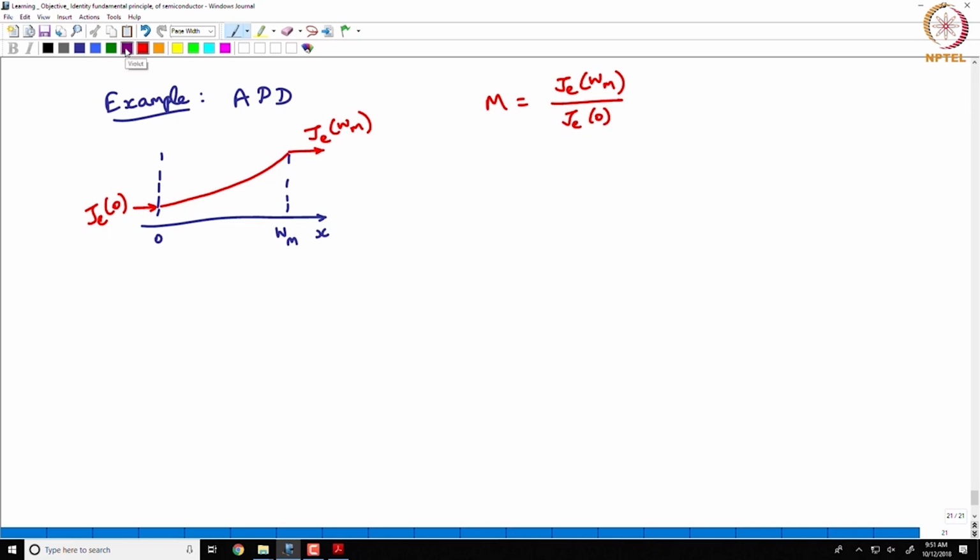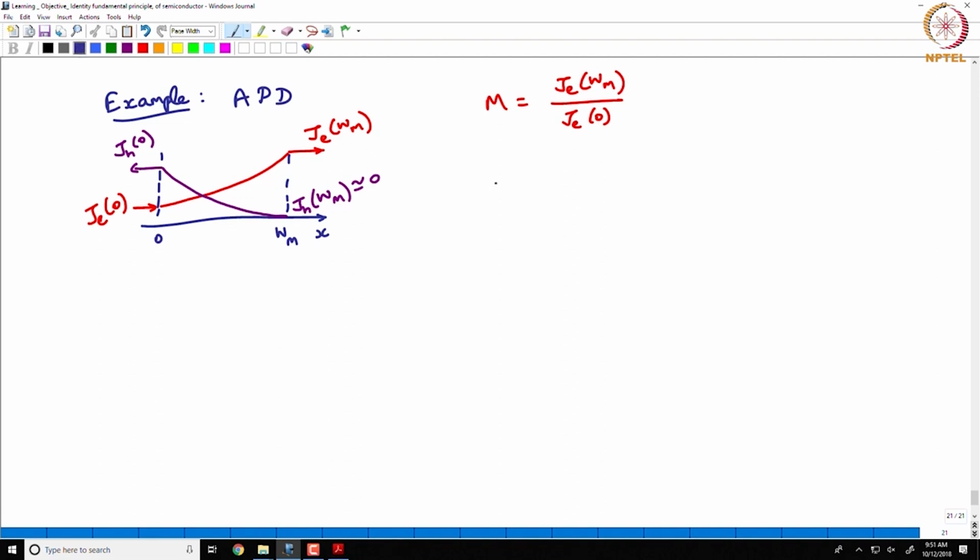And we know that as far as holes are concerned, they are actually 0 over here, right? So they go out as JH of 0 here, and here is JH of WM, which can be approximated as 0. Let's say that you don't have any holes coming from the n region, you don't have any absorption happening over there. Okay. So in this scenario, we want to find out the expression for M.